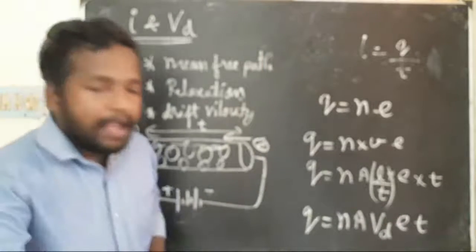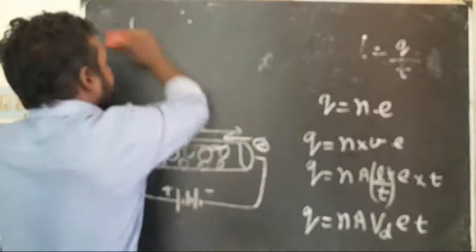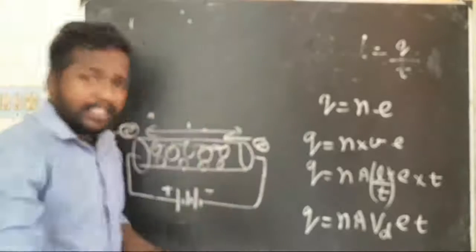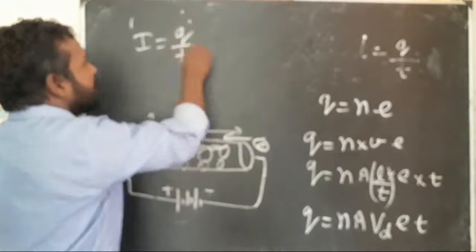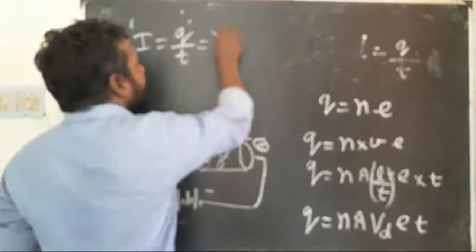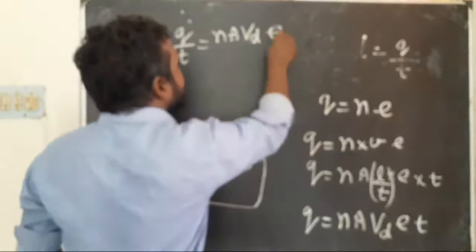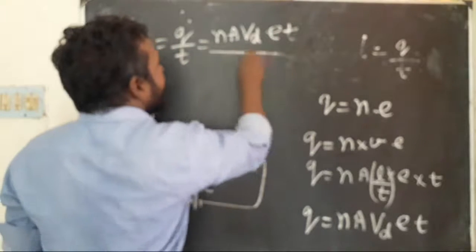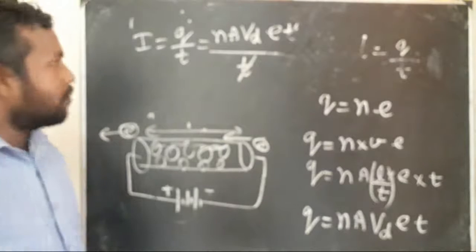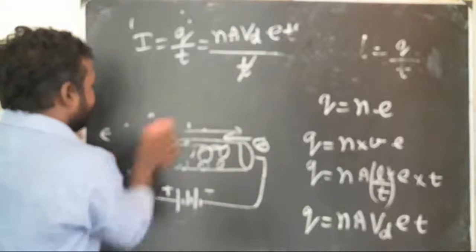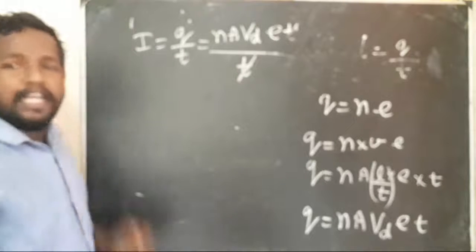Now, what is the current? We found only the charge, not the current. Current is equal to charge per unit time. What is the charge now? N A V D E, where Vd is the drift velocity and E is the charge of the electron, divided by the time period. Time gets cancelled. So now we get the relation between current and drift velocity. It's a very important relation between current and drift velocity.